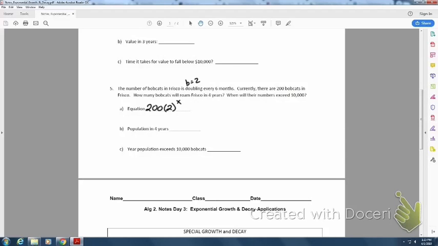If it said that, do what? Why 8? Because it's doubling every 6 months. Okay, there's going to be 8 6-month periods in 4 years. So you're going to have 200 times 2 to the power of 8.